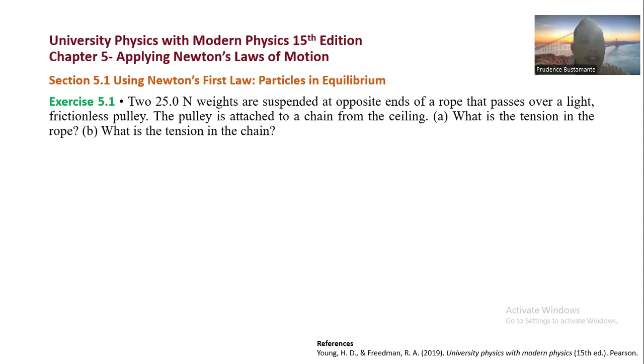So the problem states that two 25.0 Newton weights are suspended at the opposite ends of a rope that passes over a light frictionless pulley. The pulley is attached to a chain from the ceiling. What is the tension in the rope? What is the tension in the chain?